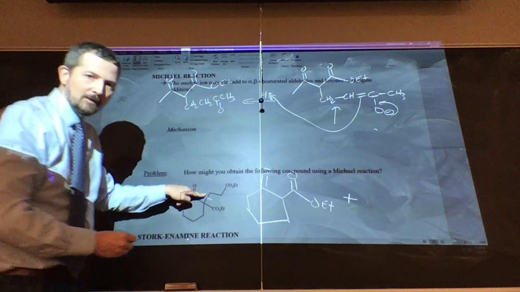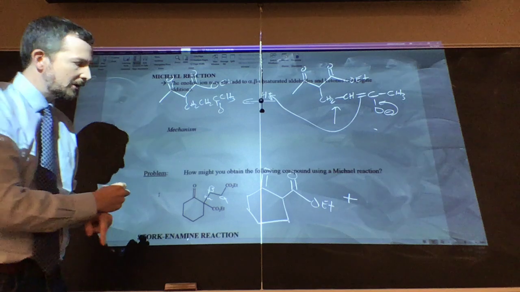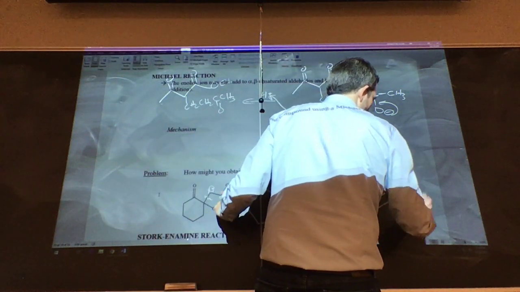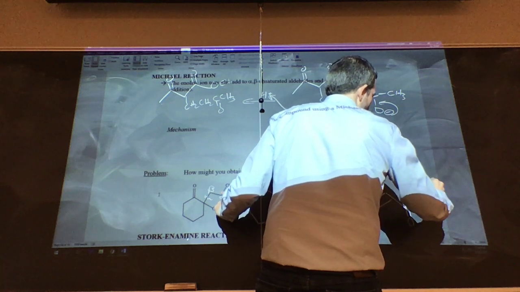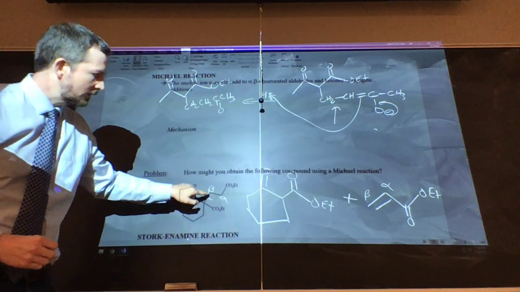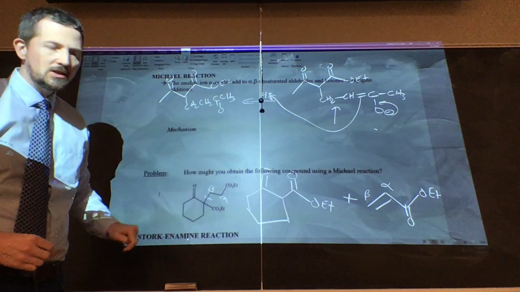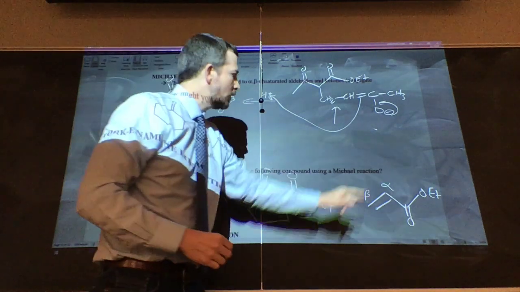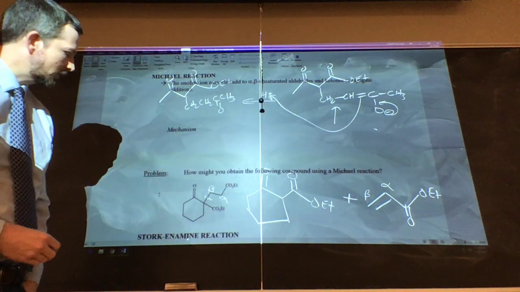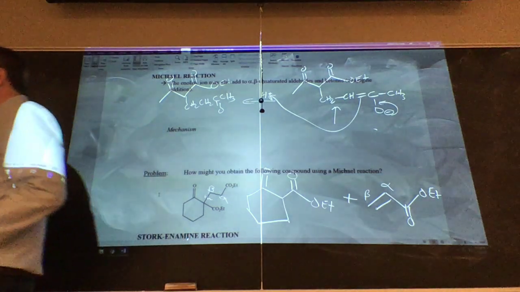Now here, if it attaches to the beta position, this must be my beta. There's my alpha, there's my carbonyl. So I have beta, alpha, and carbonyl, so I know it was a Michael addition that way. So there are the two compounds that I need, and then I'll just treat that with a base and I'd get the Michael reaction. So let's go ahead and look at some problems from the textbook.